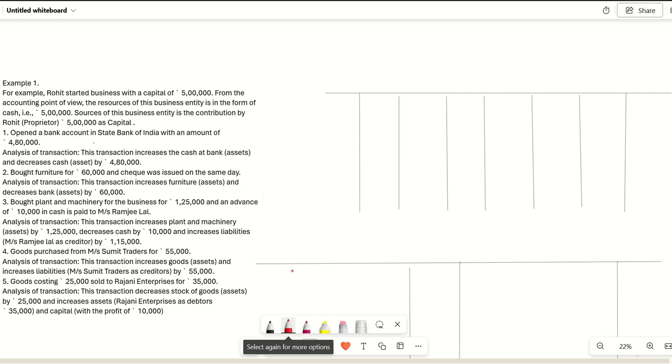So before preparing the balance sheet, we'll just find the balance of each account. So first, Rohit has started a business with a capital of 5 lakh. So what is coming in is cash of 5 lakh. Okay, and then there is a capital account that will also have 5 lakh, right?